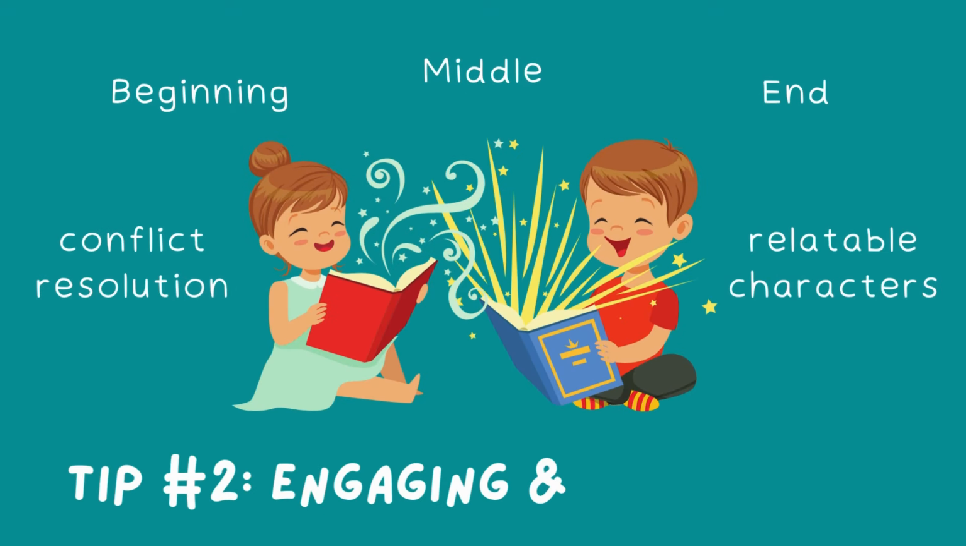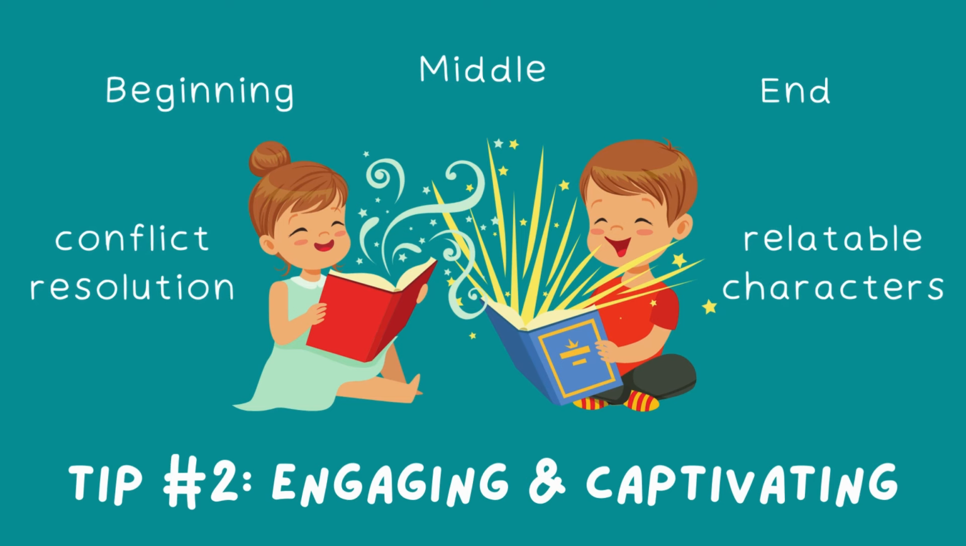Secondly, you want to make sure the story is written in an engaging and captivating manner so that kids would want to read through the entire book from cover to cover. Generally, a children's book should have relatable characters, a distinctive beginning, middle, and end, and involves the main character either facing a conflict or obstacle that they need to try to overcome or resolve throughout the story.